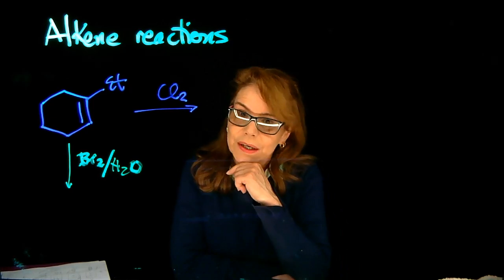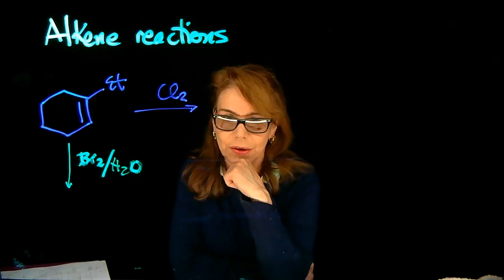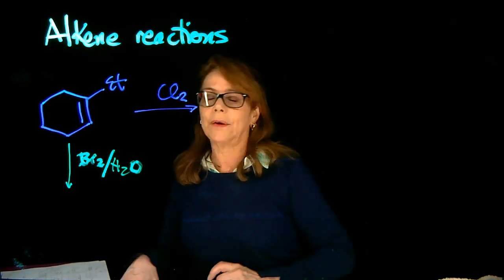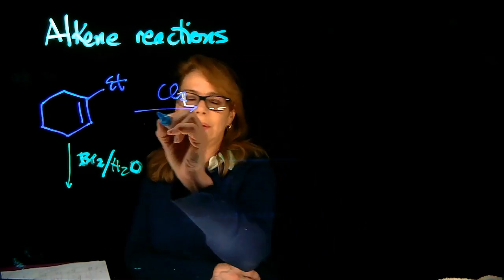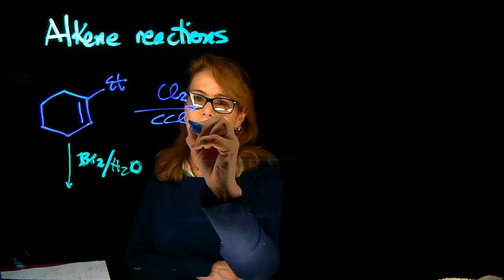I have here two reactions. One is a halogenation of an alkene, and the other is a halohydrin formation. So we're going to contrast that and see what is the difference between these two products. Here, let's say that we're using an organic solvent, such as carbon tetrachloride.